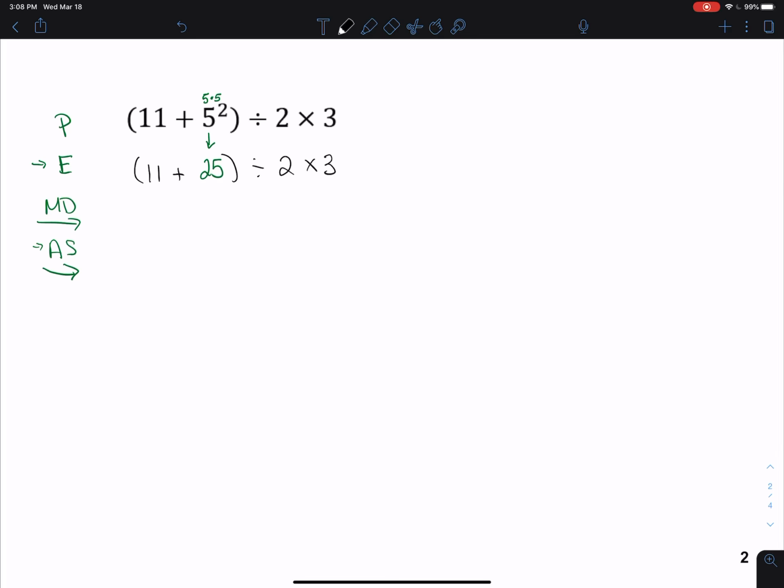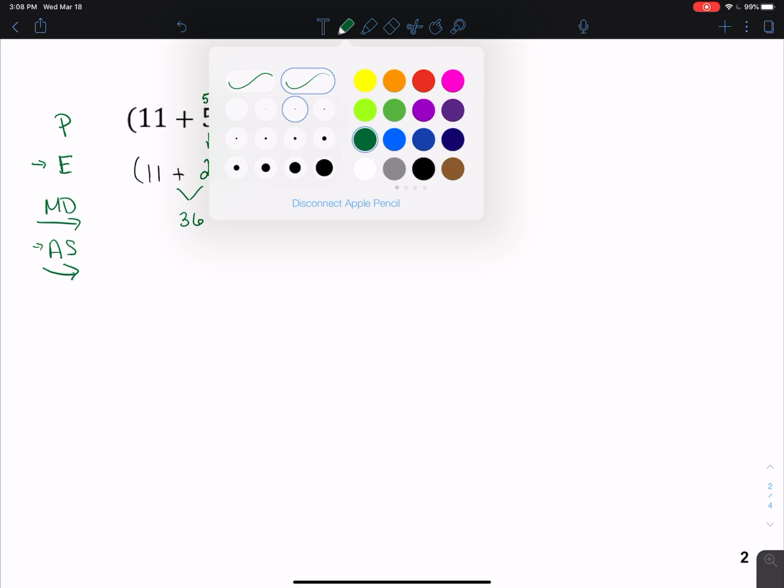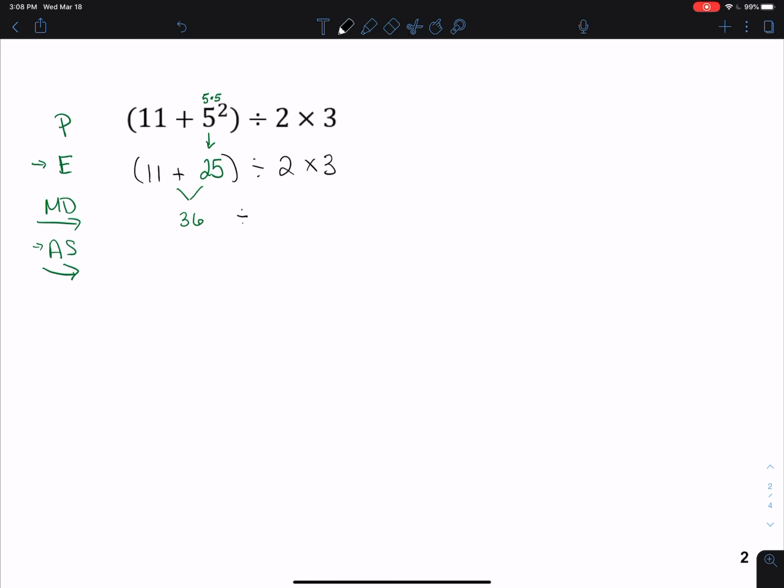And I need to continue working inside those parentheses. So now I'm going to do that addition. 11 plus 25 gives me 36. Now I'm done everything inside the parentheses, and those parentheses are not also serving as a symbol for multiplication, so I can drop them because they no longer have any use.